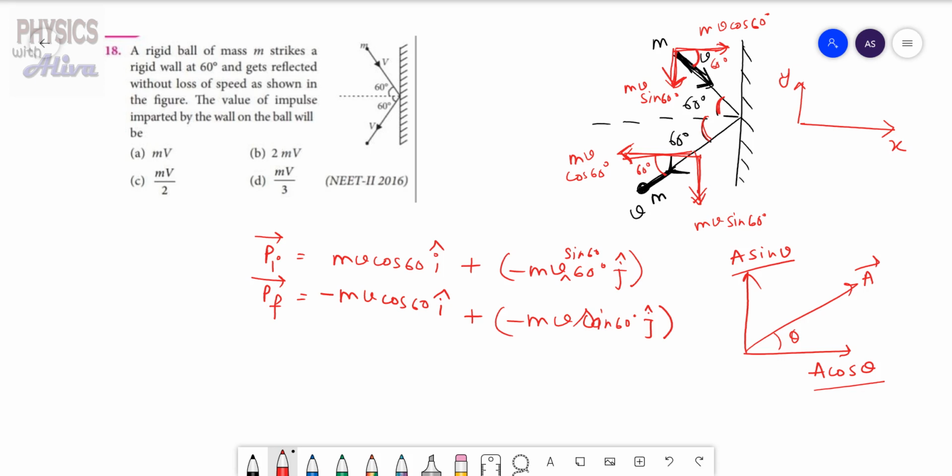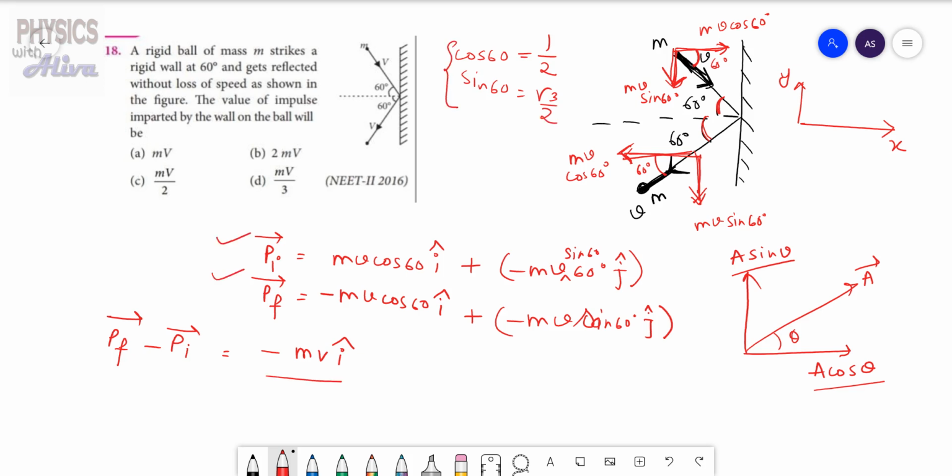Okay, now we can calculate the change in momentum, final momentum minus initial momentum. After subtracting we get minus mv i cap. After subtracting we are putting cos 60 equals half and sin 60 equals root 3 by 2. We are putting these two values and subtracting them and we are getting this.